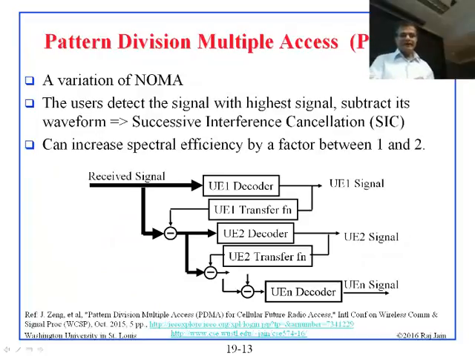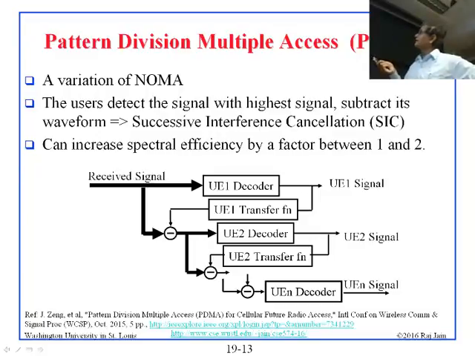Next, PDMA, pattern division multiple access. Now this is just a slight variation on NOMA. Maybe I won't be able to answer how it's very different, but basically in this case, user one gets the signal and decodes its part, and then user N will have to do all of this. User N will take user one's part, subtract it out, then user two's part, subtract it out, and then finally decode itself. User 2 will have to decode user 1 and then get itself, and user 1 has to decode itself. So this is basically pattern division multiple access. It is a special variation of NOMA.